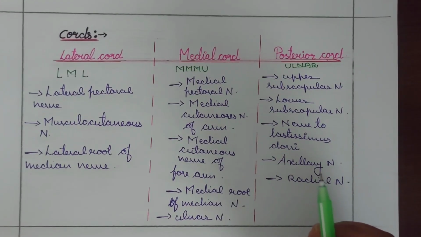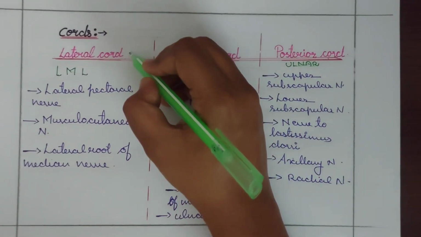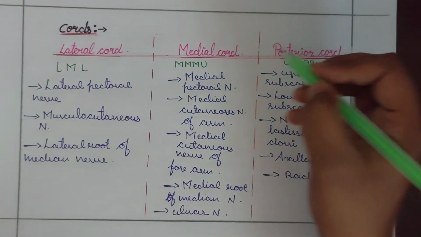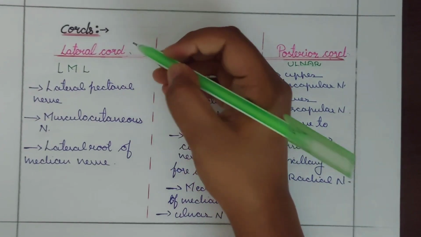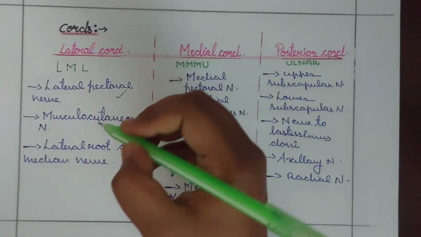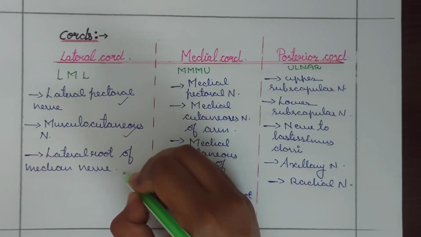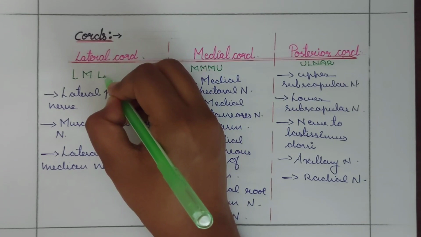Next we will see the branches which arise from the cords. So, the cords are the lateral cord, medial cord and posterior cord. The branches which arise from the lateral cord are lateral pectoral nerve, musculocutaneous nerve and lateral root of median nerve. You can use the mnemonic LML.